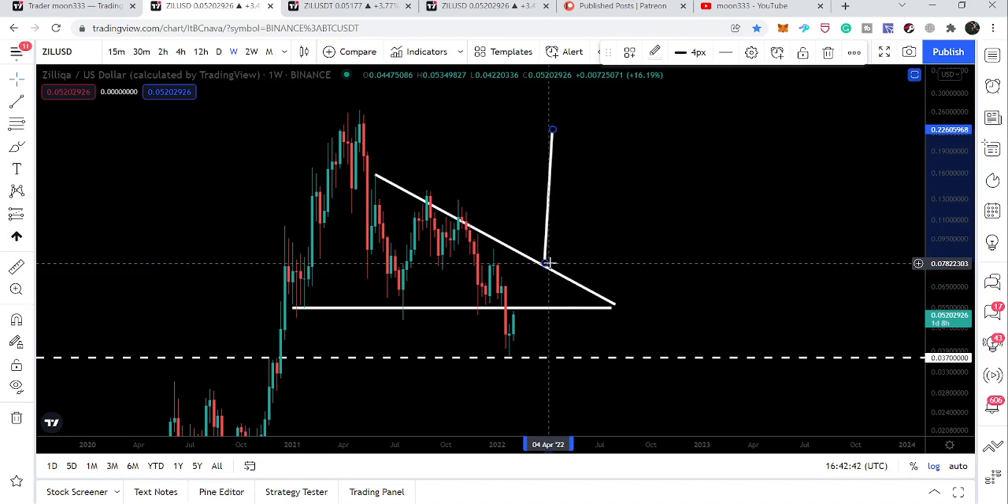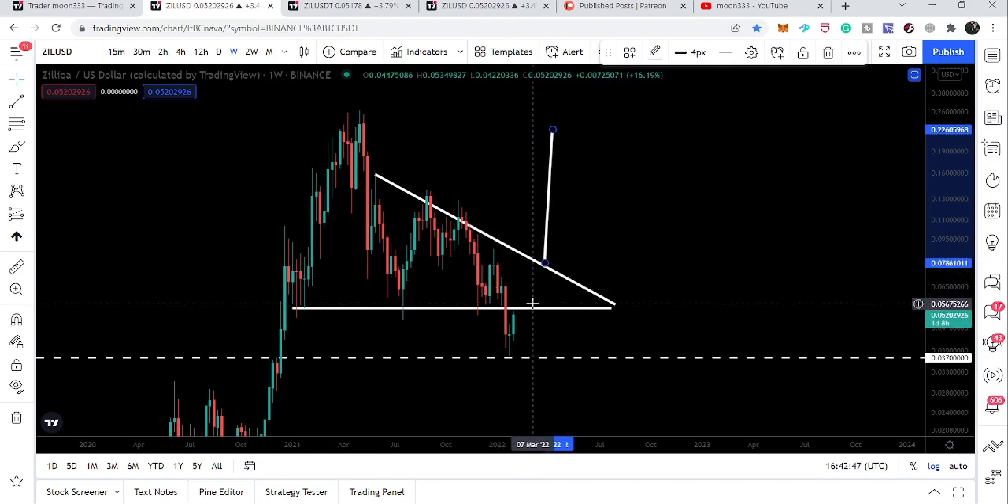So the next few hours are really very important. Zilliqa is trying to break out this very important resistance that was previously working as a support. So this was the update so far.